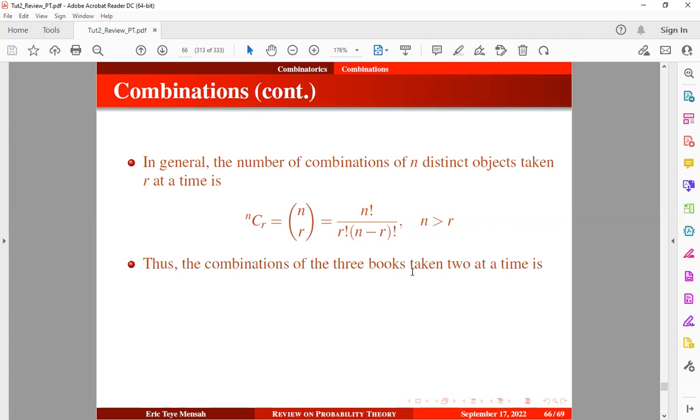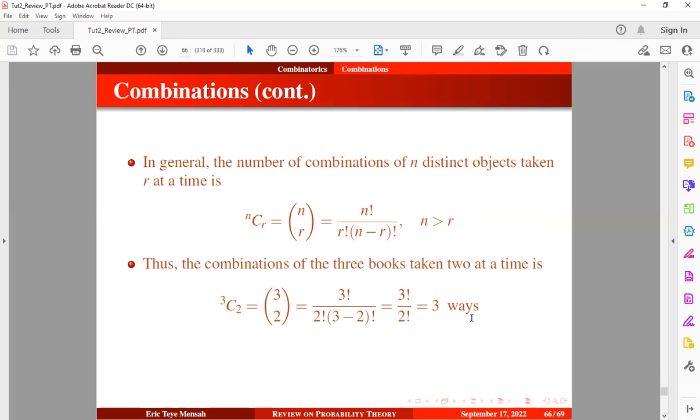All right, so the combinations of the three books taken two at a time can be done in 3 combination 2, or 3 choose 2. It can be expressed as 3 factorial divided by 2 factorial. 3 minus 2 factorial is 1, so we have 1. So we have 3 factorial divided by 2 factorial, which will give us 3. So we have 3 ways of doing this.